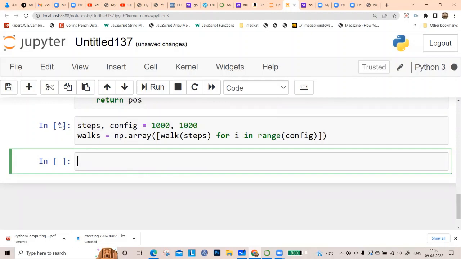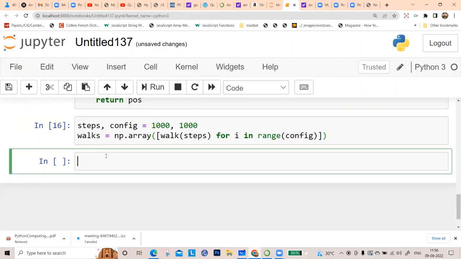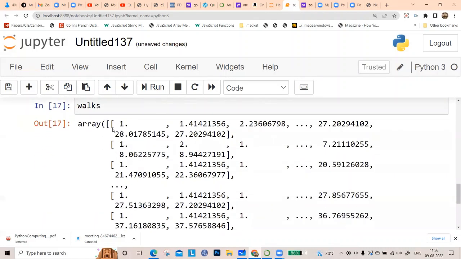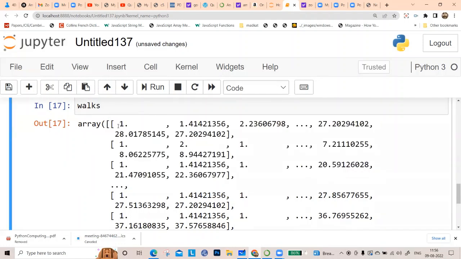Okay, it is still running because there is a star here. So done. I have now created 1,000 random walks. Each walk is of 1,000 steps. Let me see how it looks. Walks. Oh, it looks rather clumsy because it is a 2D list. That means it is like a matrix. So this is one walk, this is the next walk. This is the first row, second row, third row, and so on.